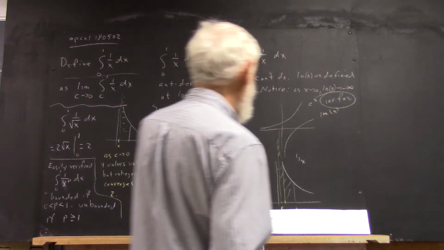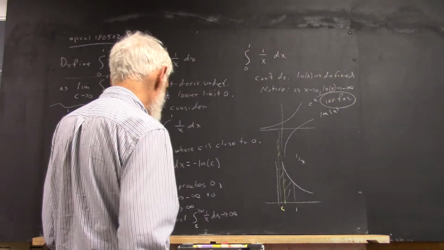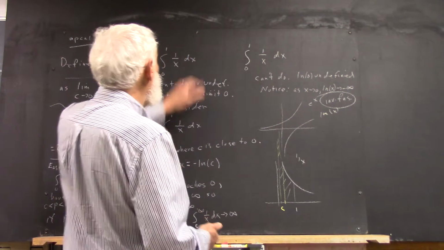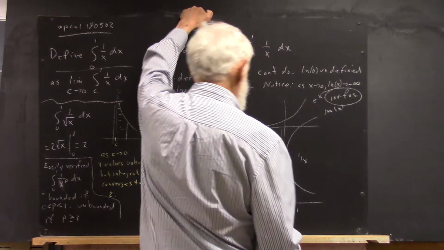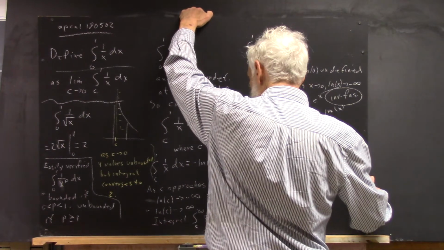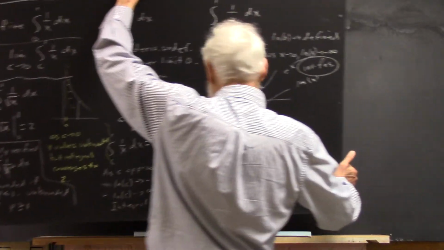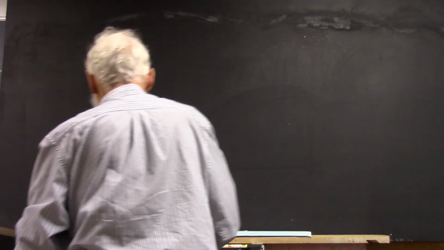Now, the other possibility for a divergent integral would be an integral that has an infinite region of integration. So we'll do that.